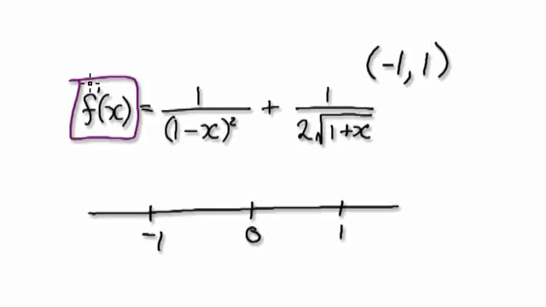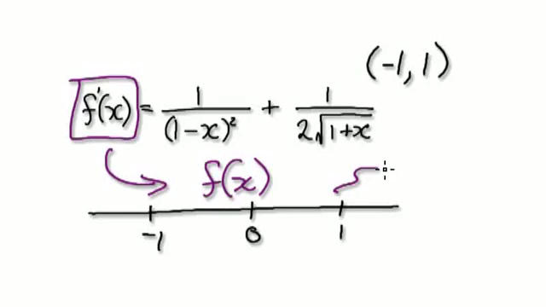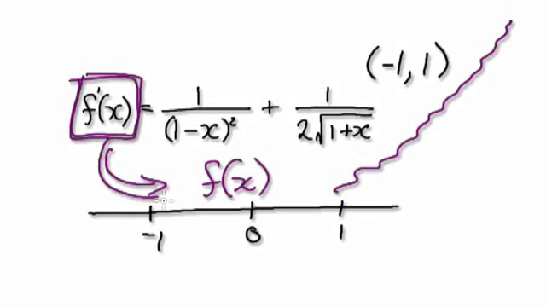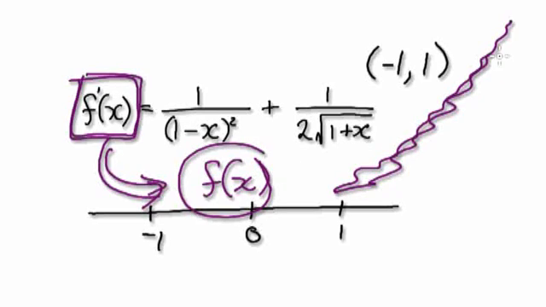Now, if f prime is always positive, then that would imply that f, the normal function itself, will always be climbing. It must always be climbing. If the derivative is always positive, then it would imply that the original function itself must always be climbing.